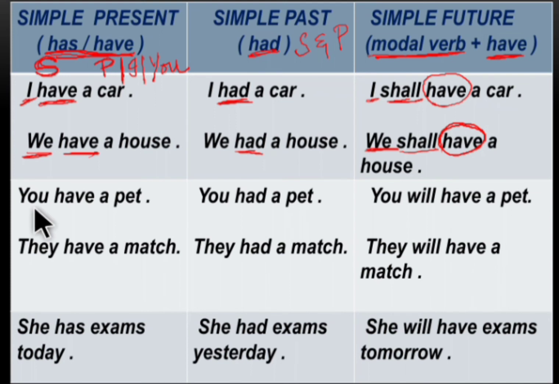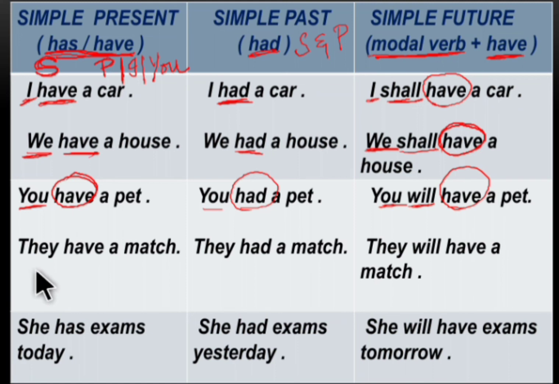Next sentence. You have a pet. I already told you, I, you and the plural forms are considered to be plural, so with you we use have. That is, you own a pet. You had a pet. You owned a pet. You will have a pet. You is second person pronoun, so we use will. Here have states the possession.